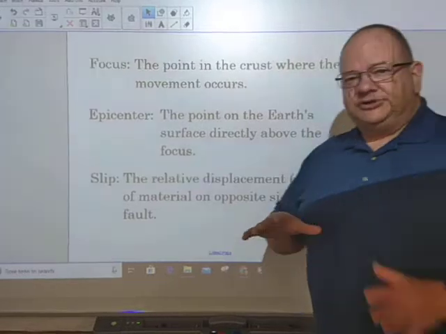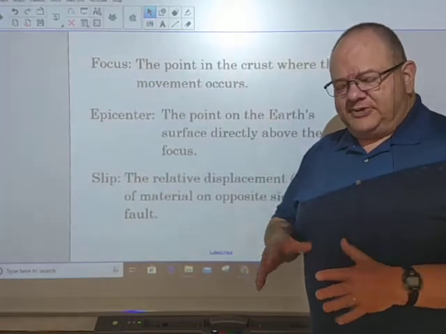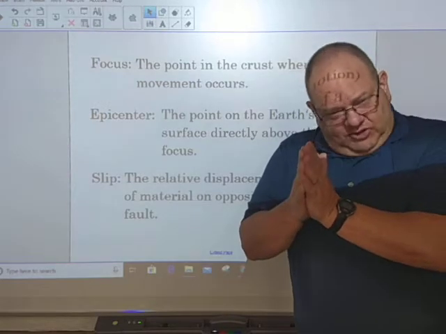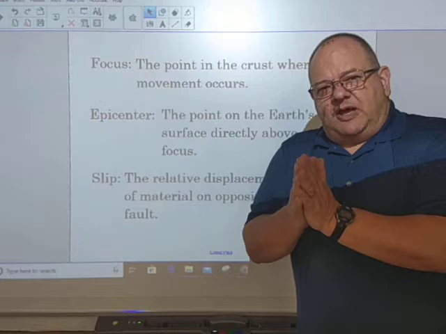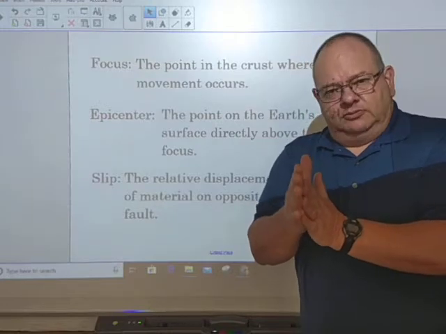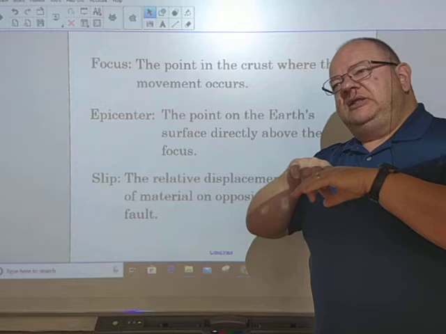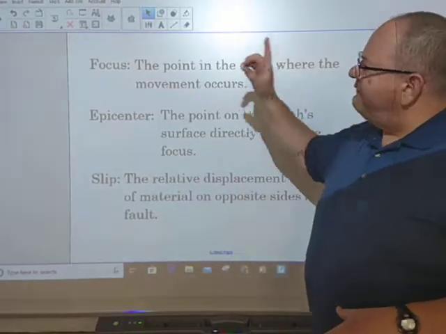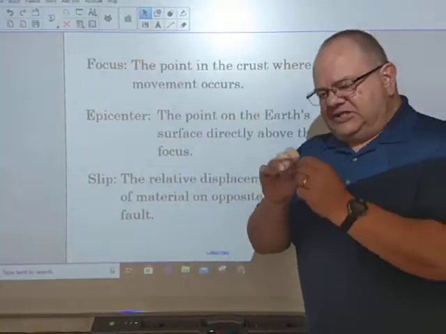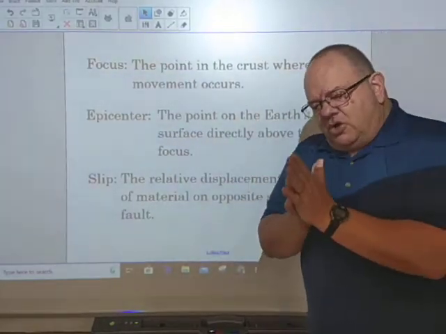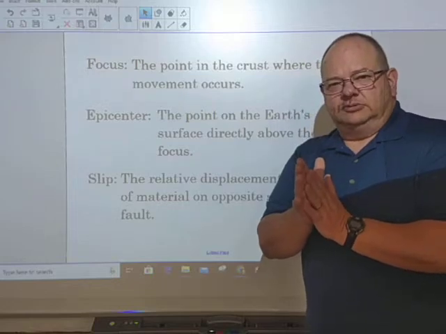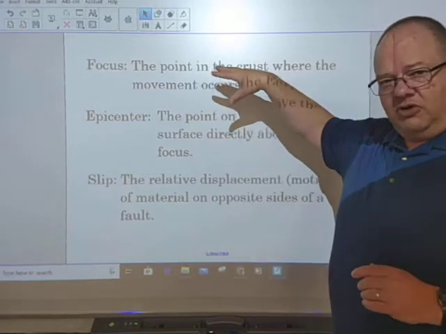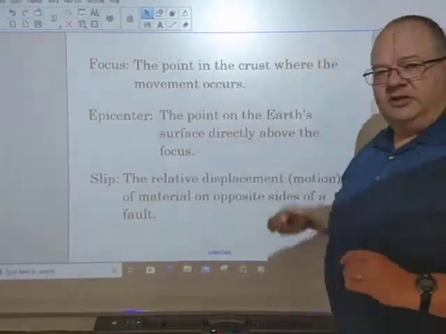All right, so when an earthquake happens, you've got pieces of earth that are in contact and they're under some sort of stress and they build up. When the stress gets too great, all of a sudden they move. Okay? The entire fault doesn't move at the same time. So the focus is the actual point in the crust where the movement took place. Okay? This is down in the earth a little bit, in the crust or lithosphere, where the movement occurs.